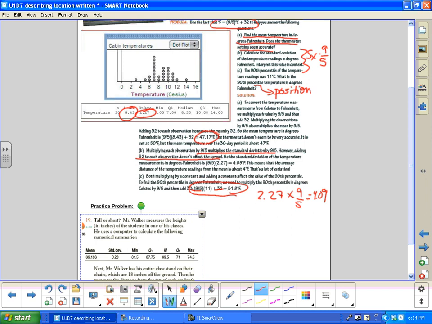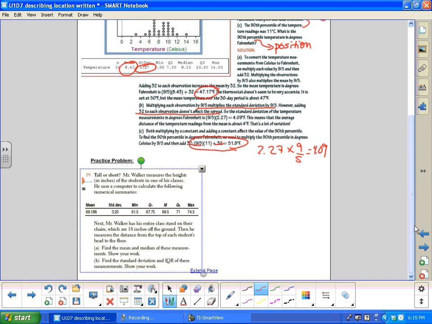So really you just have to think in your head, okay, am I adding, subtracting, multiplying, or dividing? And once you figure that out, you say, okay, is it a measure of center, position, or spread? If it's a measure of center or position, you're just going to do whatever it is you're doing, the whole gamut. If it's a measure of spread, you're not going to add or subtract, but you do multiply and divide.